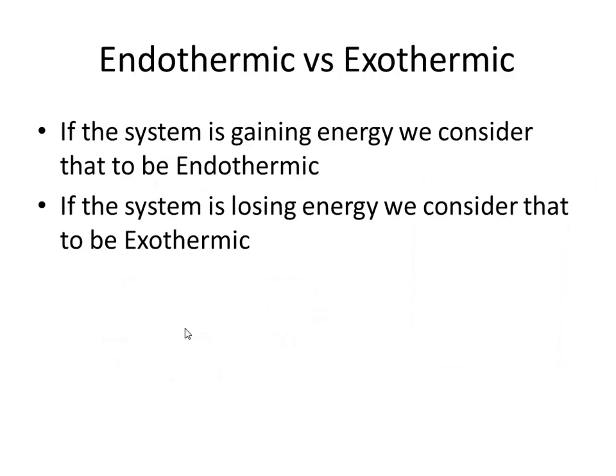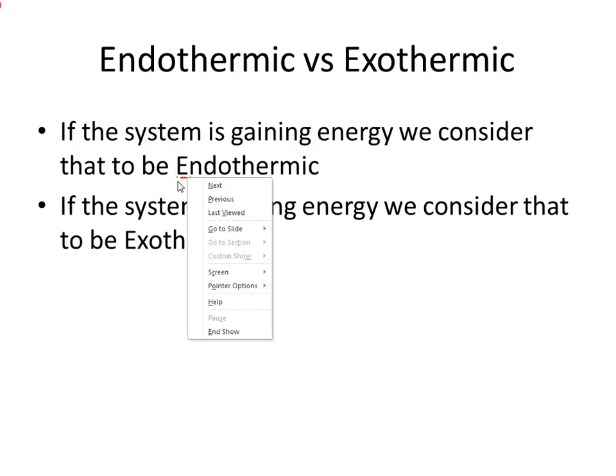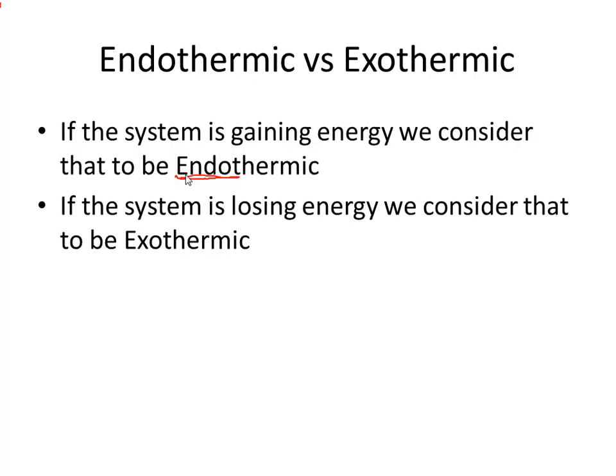So endothermic and exothermic. Now, these are terms which you may have talked about before, so I'll just let you guys copy this down. So this term endothermic. What does endo mean? Inside. Yep. Thermic, what does thermic mean? Energy. Energy, inside energy. That means energy is going into the system.